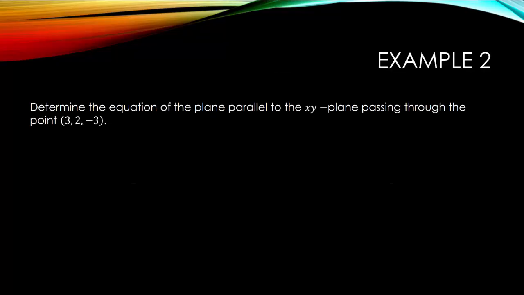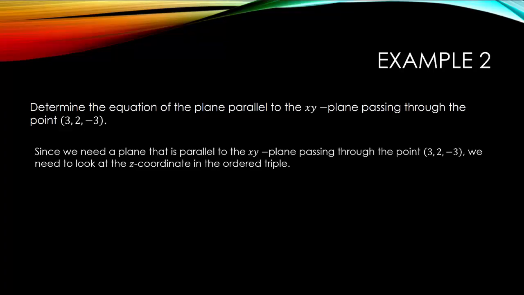I want to determine the equation of the plane parallel to the xy plane that passes through the point 3, 2, -3. In order for the plane to be parallel to the xy plane and passing through the point 3, 2, -3, I need to look at the z coordinate of my ordered triple. The equation for our plane is going to be given by z is equal to -3 because the x and y coordinates are arbitrary.